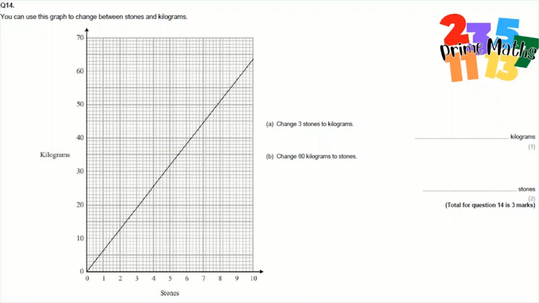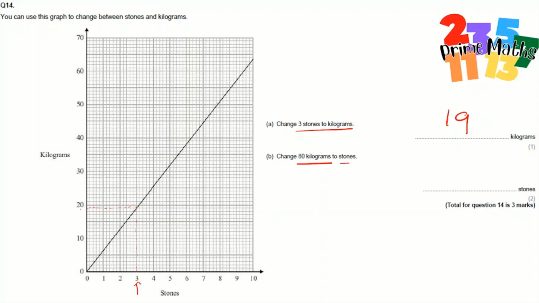For question 14, we've been given a conversion graph converting between stones and kilograms. The first question wants us to change 3 stones to kilograms. So we find 3 stones and we're going to draw a line upwards and across to read off the value here, and that value there is 19 kilograms.